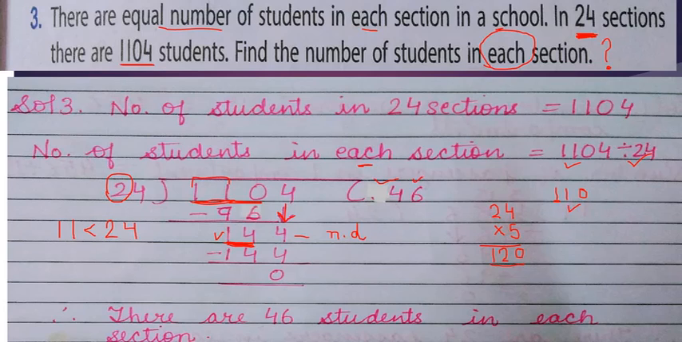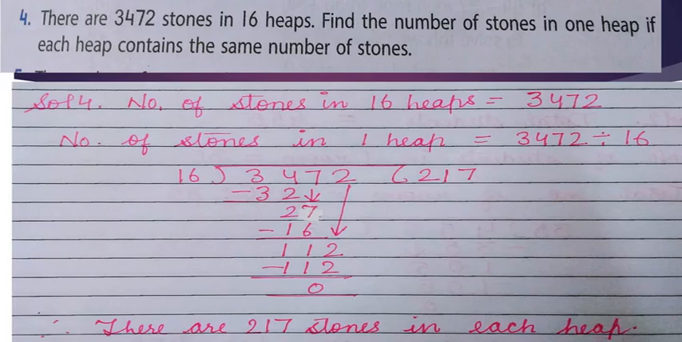Okay, चलो now see the next question students. Question number 4. There are 3,472 stones in 16 heaps. Okay. There are 3,472 stones in 16 heaps.